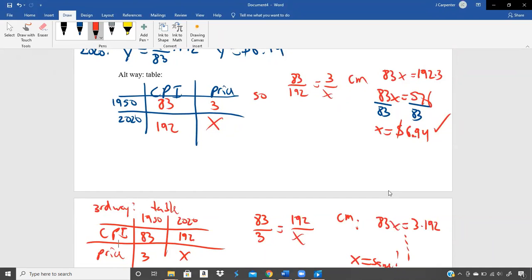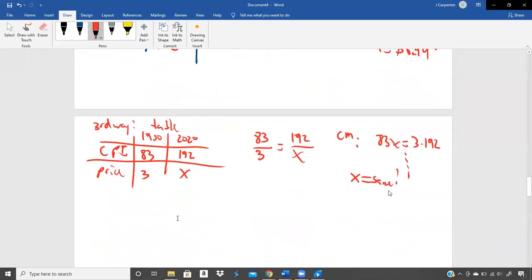All right, so we did more practice with the direct proportions. We showed that it doesn't matter whether you do a table or whether you do the y equals kx setup. But remember, these are for direct proportions only. These are interchangeable methods only for direct proportions.